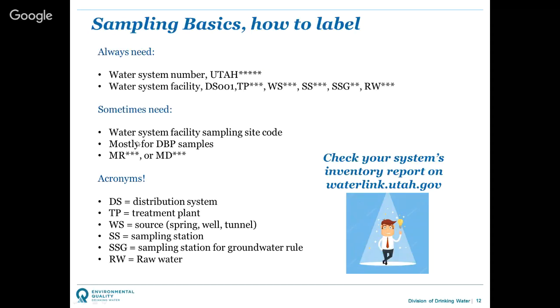Water system facility sampling code, site sampling code, that's going to be mostly for DVPs. If you're a system that disinfects, you have the MR and the MD, which is maximum residence time, and then midpoint in the distribution system. If you're a disinfection system, that's going to be somewhere in your distribution system, and it's going to be tied to your disinfection byproduct sample site plan. The MR is actually maximum residence time.